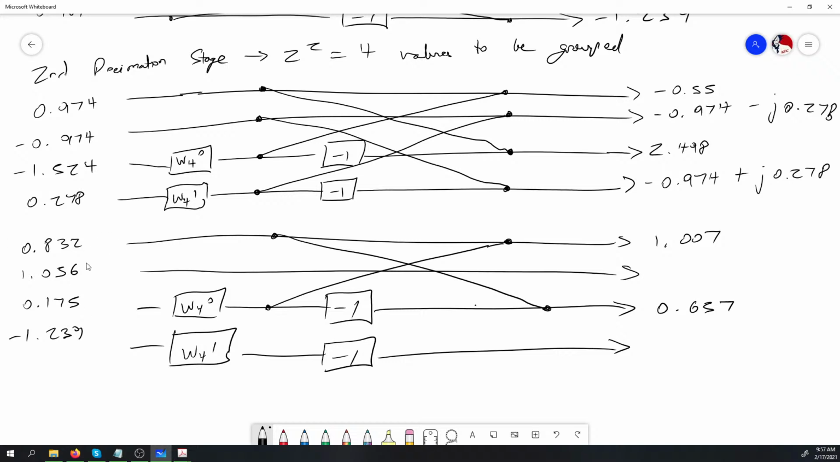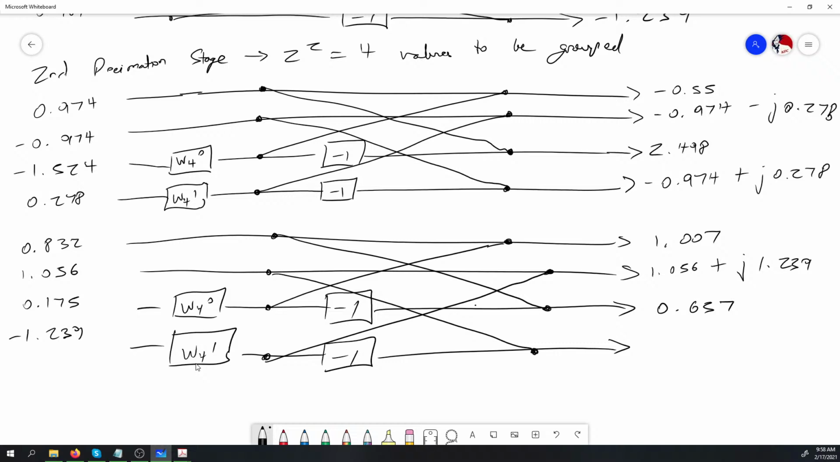We then draw the butterfly here for the next two values accordingly. So the second value here that doesn't have a twiddle factor must match the second value here with a twiddle factor. Cross point here. There's a cross here. A cross point here. Draw this across here as well. So this is going to be 1.056 going across here. Add -1.239 multiplied by W4 of 1, which is going to be -g. So it's going to be 1.056 plus g into 1.239.